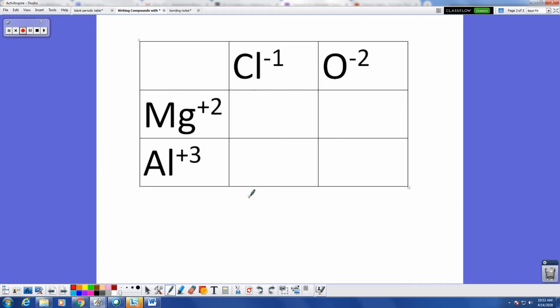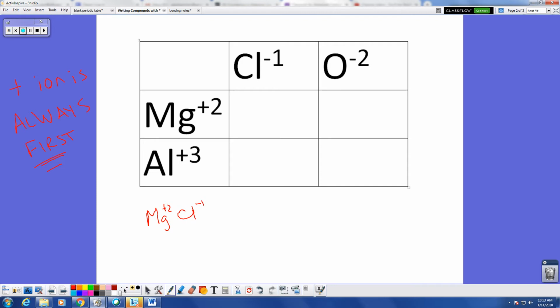So when we do this, we use a method called the crisscross method. Okay, so you take your positive ion and your negative ion. Okay, first rule, positive ion is always first. Okay, so Mg, Cl.